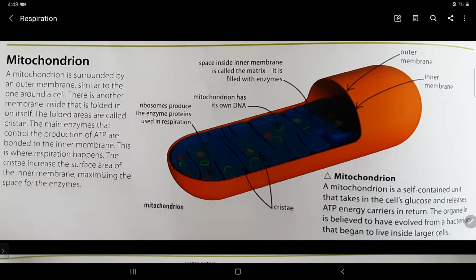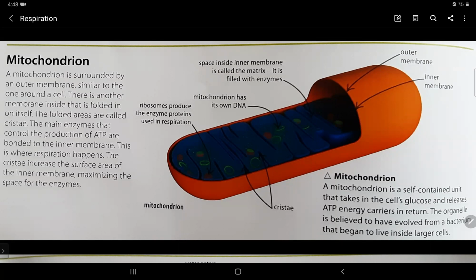As you can see, this is a diagram of the mitochondria. Now, the space inside the inner membrane is called the matrix. It is filled with enzymes. Mitochondrion has its own DNA. Ribosomes produce the enzyme proteins used in respiration. Now these here are cristae. And this, as you can see, is the outer membrane, and the folded part is the inner membrane.